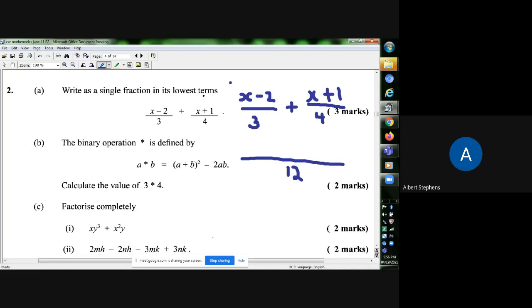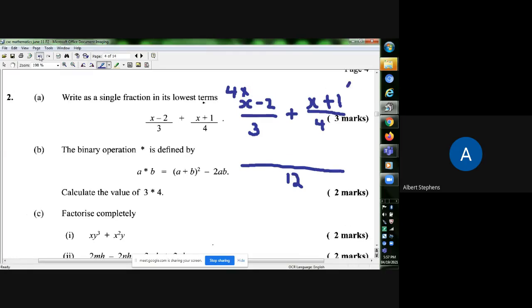Now listen carefully. Some students just do this: 4 into 12 goes 3, just like how we did it for regular numbers. But if you look at the numerator, it's more than one term. So just to play it safe, this is what I'm going to do. 3 into 12 was 4, so I'm going to say 4 multiplied by x minus 2. I'm going to put it right there because I don't want to make any mistakes. And 4 into 12 was 3, so it's going to be 3 times x plus 1.